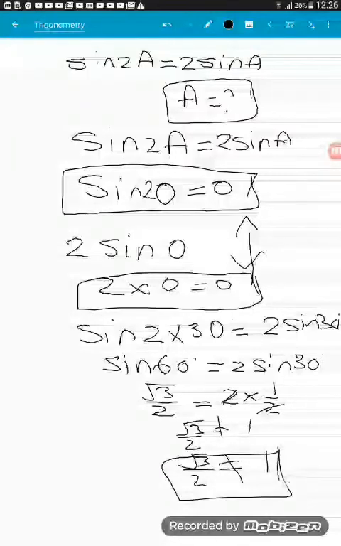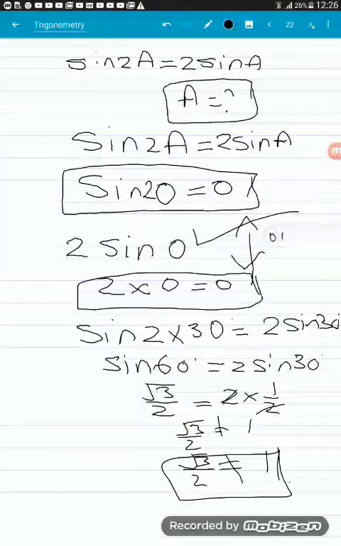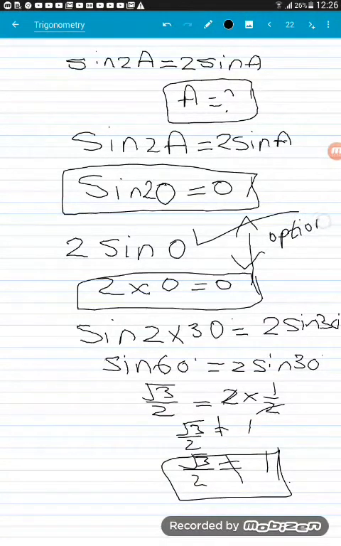The same way the rest are all not equal. So option A, I think, is correct. So it is option A. Now we will move on to the fourth question. 2 tan 30.